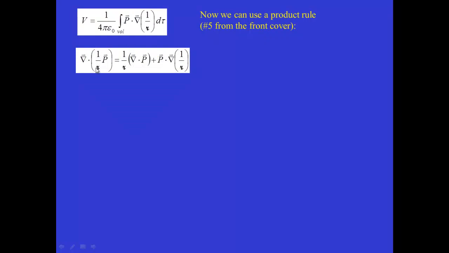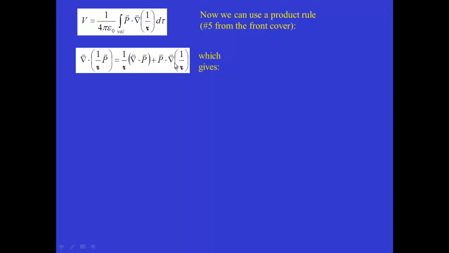So this is a case where we look at the divergence of the product of a vector function and a scalar function, P being the vector function, 1 over script r being the scalar function. And you can verify inside your textbook that this is given by the scalar function times the divergence of the vector function plus P dot the gradient of the scalar function. Then if we look at this product rule carefully, we see that the second term on the right hand side is exactly our integrand.